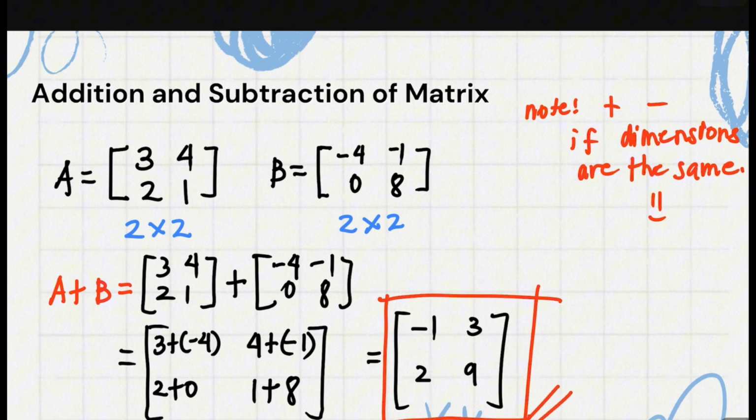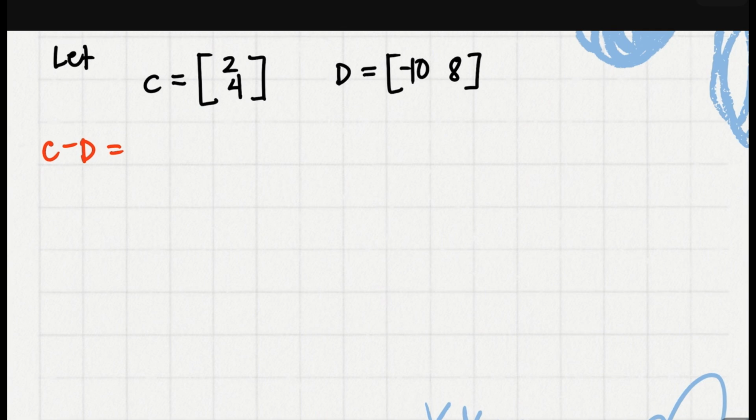For our next example, let's take another example. So we are given matrix C and matrix D. So let's try to check first if their size or dimension is the same. This is 2 by 1 and this one is 1 by 2. So if we will check, their dimension is not the same.